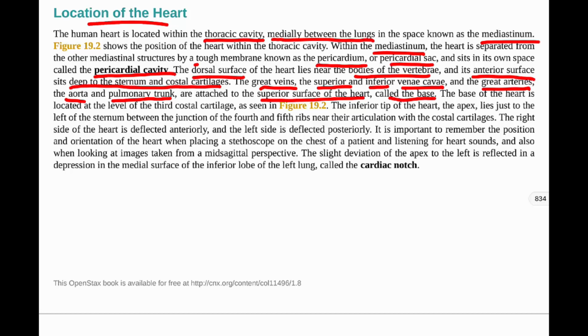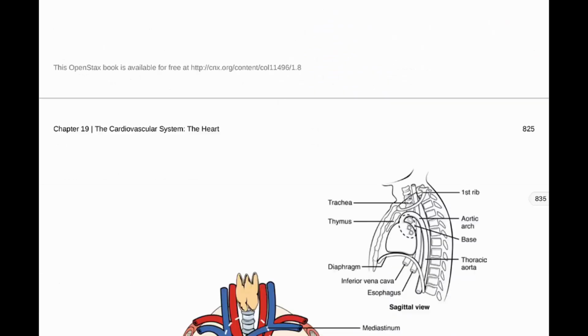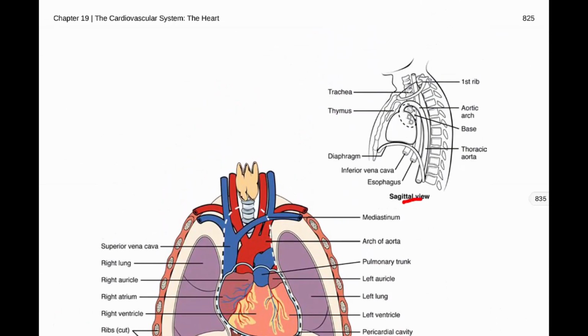So when we take a look at a picture, you can scroll down here to the picture. If we look at this sagittal view, you can see the bodies of the vertebrae that I was talking about. Then you can see up here is our mediastinum, or sternum, and this right here is the heart sitting in between those two things. Coming from here, we have our costal cartilages, which are part of the rib cage. And you can see this area right here, they have it outlined, is the base of the heart.